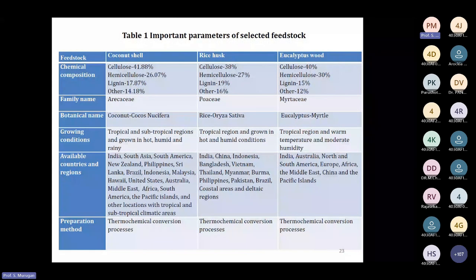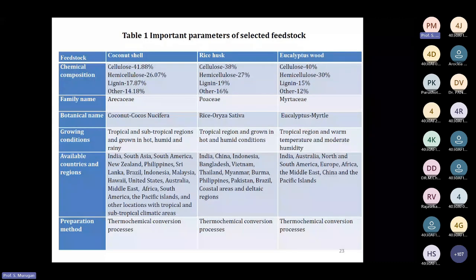Because of the similarities, we chose this coconut shell, rice husk, and eucalyptus wood as our feedstock material. That is also one of the reasons we chose this. And of course, the family name and botanical name you can see, growing conditions you can see, everywhere you can get this coconut tree, rice, of course in tropical region you can see, eucalyptus also you can see in tropical regions.